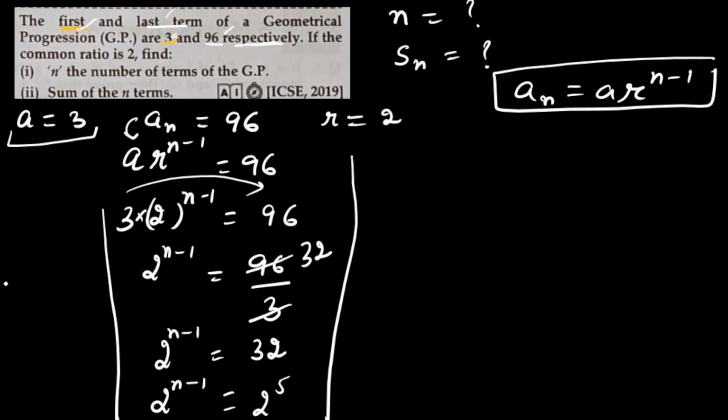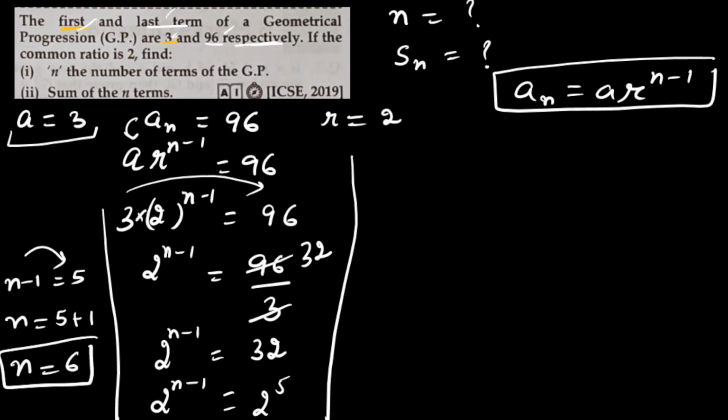If I equate the powers, n minus 1 is equal to 5. So n is equal to 5 plus 1. When I shift minus 1 to the other side, it becomes plus 1, 5 plus 1, which is equal to 6. So n's value we found is 6. Yes, n is equal to 6. Sum is 89. Yes, so n's value we have found.